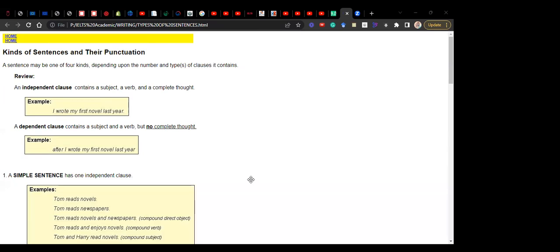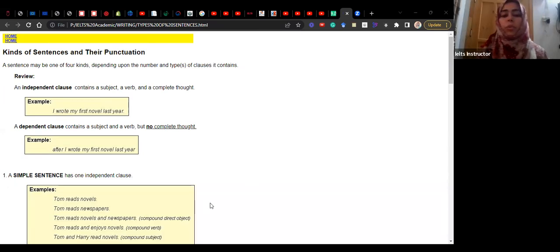Okay, all right, so there are basically four types of sentences which we might have learned in our childhood in our schools, but the most basic types are the simple sentences, the compound sentences, and the complex sentences. Okay, let's get into detail of each one of them one by one.